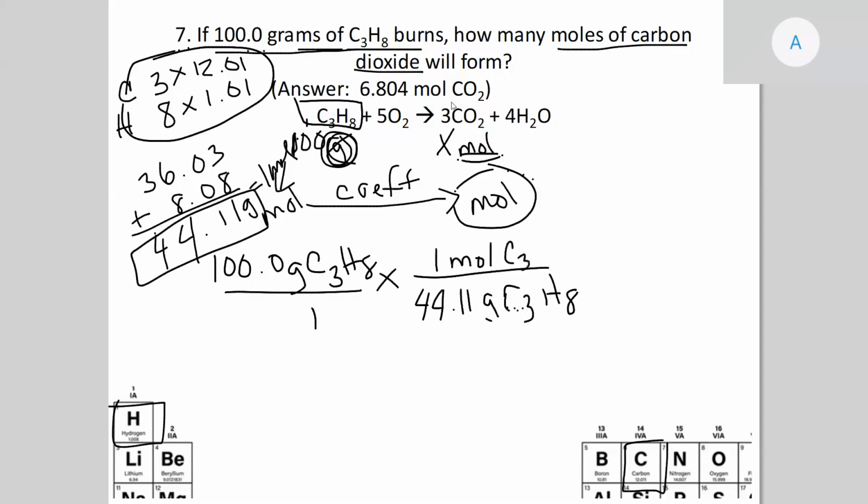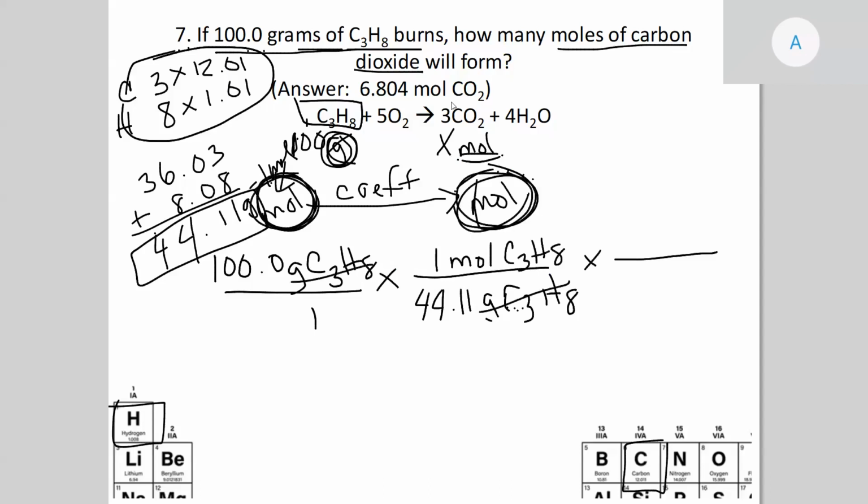That way our grams can cancel out. Now that I have it in moles of C3H8, we are right here in our plan on the left-hand corner. Well, how do we get to the right-hand corner? How do I get to CO2? What do I use?